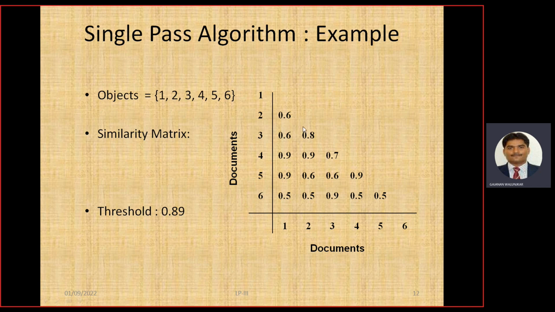So this is the similarity matrix with the similarity values. For example, object 1 is 0.5 similar to object 6, object 2 is 0.6 similar to 1, object 3 is 0.8 similar to 2, like this. The threshold value that we are applying is 0.89. That means objects above this can be clustered together. That is the intention of this threshold value.